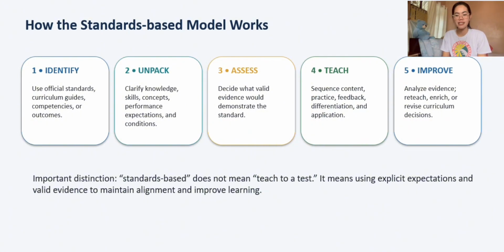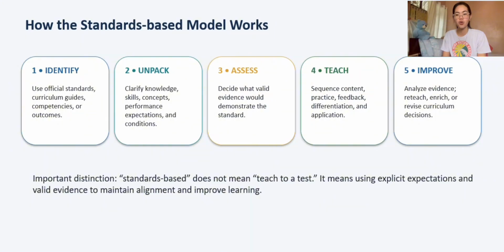Suppose we have a learning standard that expects students to explain a concept, use evidence, and apply the concept to a real-world situation. First, we identify the standard. Second, we unpack it. We identify the knowledge and skills that students need. For example, students may need to understand the concept, explain it correctly, use evidence, and apply their understanding. Third, we decide what evidence we need.